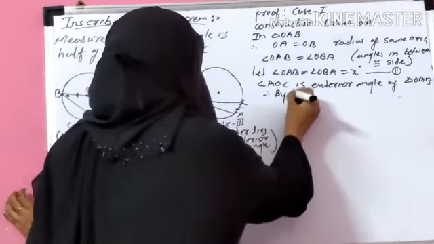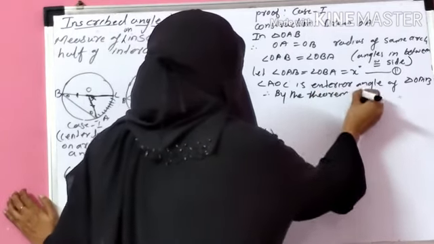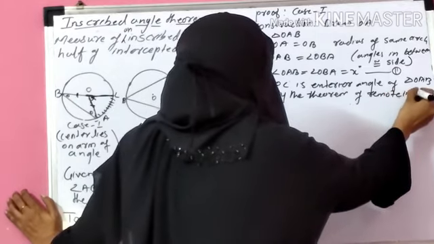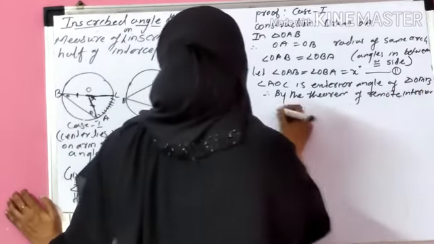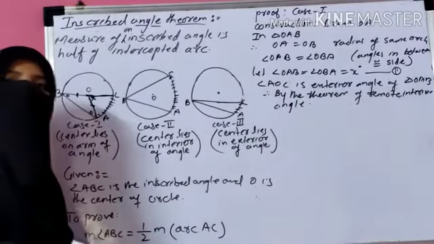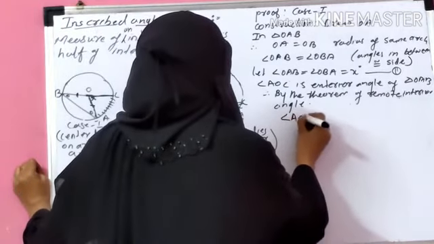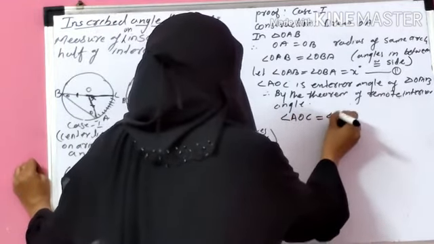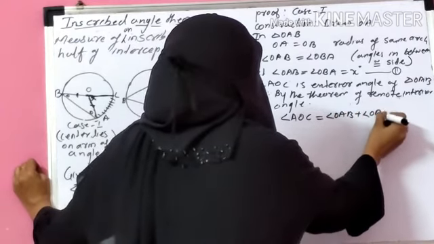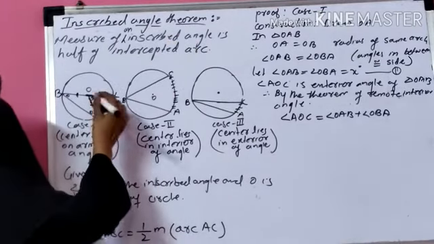So by the remote interior angle theorem, the measure of the exterior angle is equal to the sum of its remote interior angles. So angle AOC is equal to angle OAB plus angle OBA.